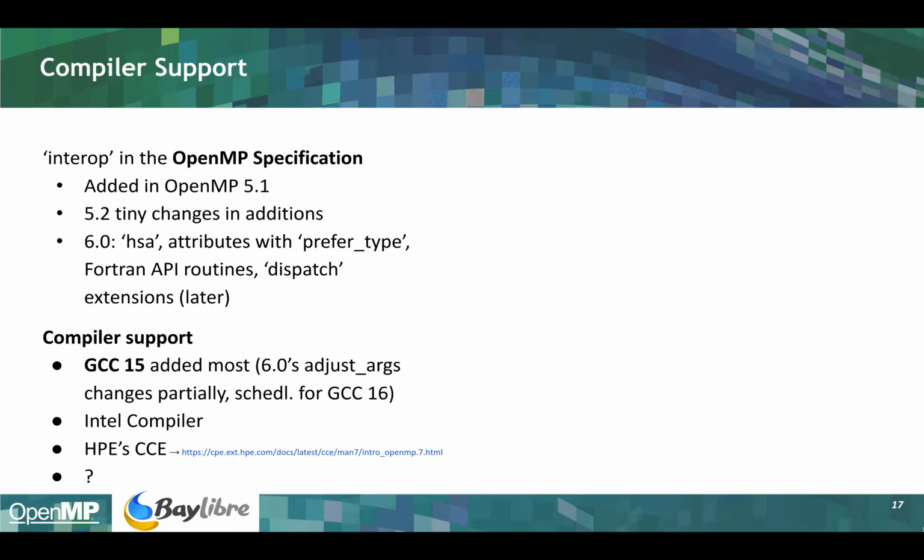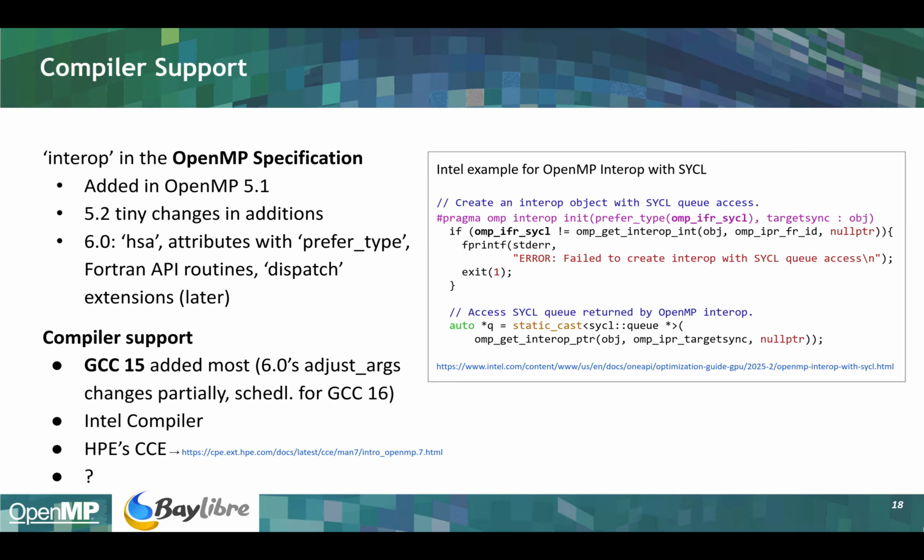The Intel compiler has support for it, and the HPE CCE compiler also has, and probably some others have as well. For HPE, I also saw Fortran API routines in some examples, so they seem to have this 6 feature as well. For Intel, I quickly show this example because Intel supports SYCL, which most of us don't. For preferred type, this shows that one can also use a numeric value, so these predefined constants, instead of using a string as I had before. Otherwise, it works the same way.